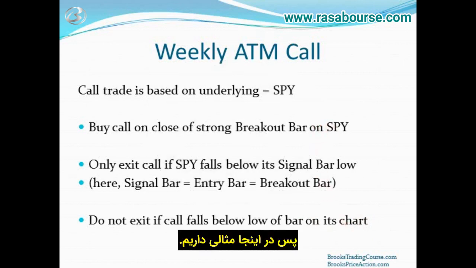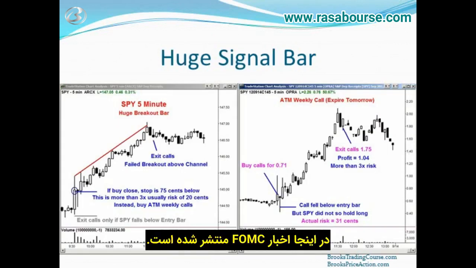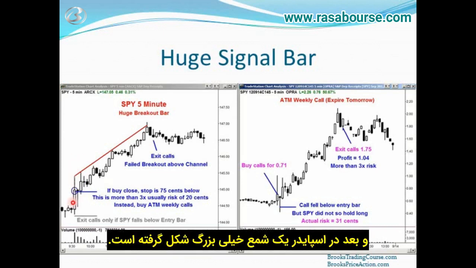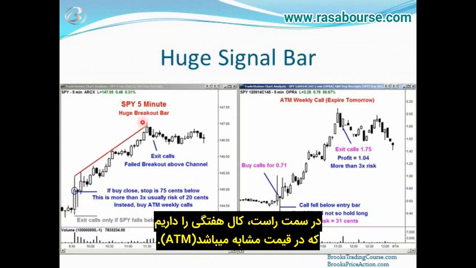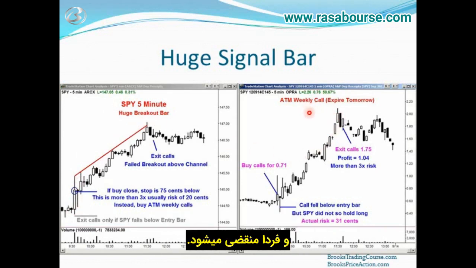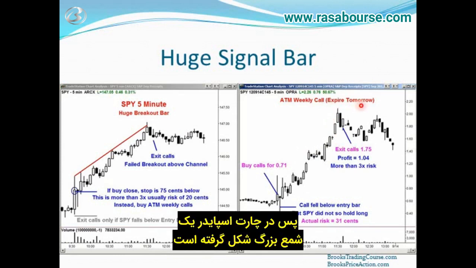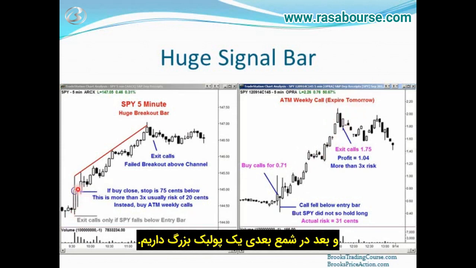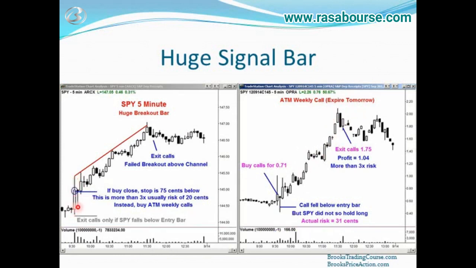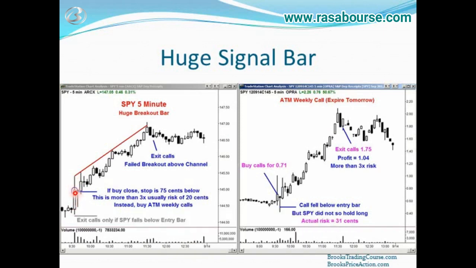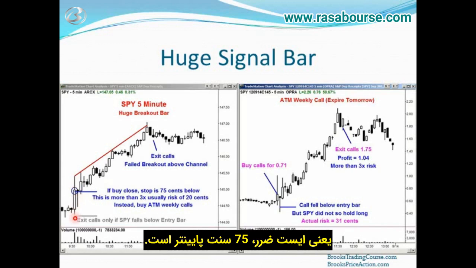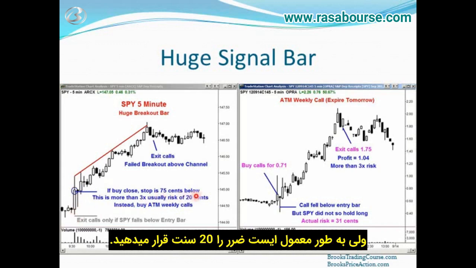Okay, so here's an example. There was an FOMC report here, and we had a huge bar on the spider. This is the spider on the left. This is the weekly call, the at-the-money call on the right. The call expires tomorrow. The spider had a huge bar and then a huge pullback on the very next bar, right? If you buy the close of this bar, your stop is below the bar and 75 cents below, and that's more than 3 times the usual 20-cent stop that you might use.